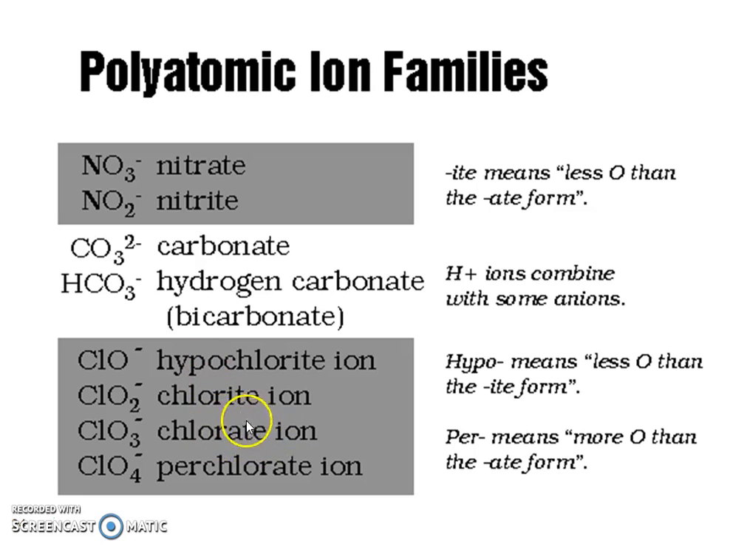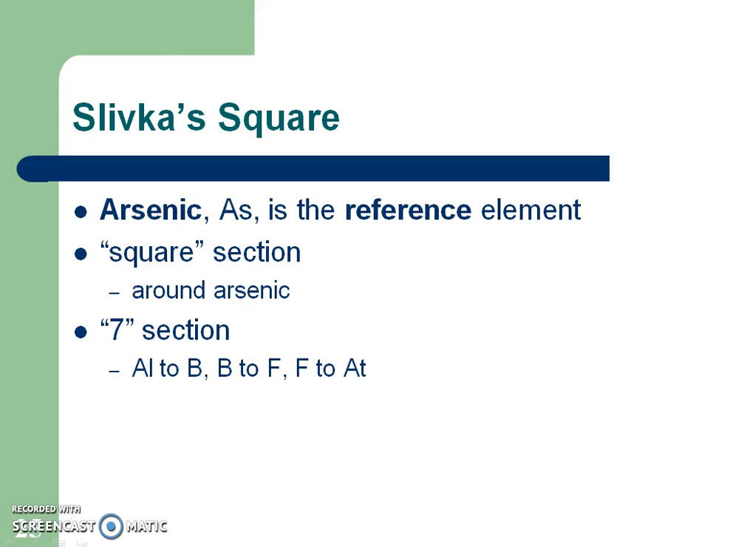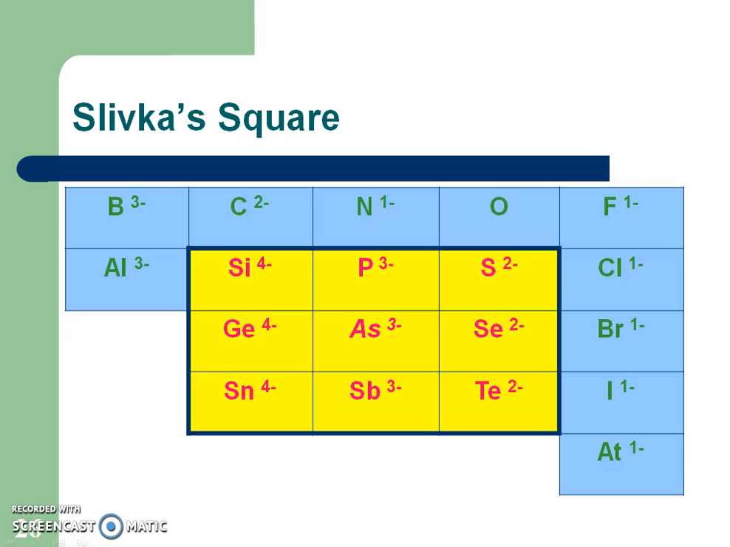If we go back to the general form, that's how I like to call it, and we add an oxygen, it's going to be perchlorate. I have this very similar, but I think I have it backwards or the opposite way in the notes. So let's get to that. This is called Slivka square, and arsenic is going to be the reference element. Around arsenic forms a square, and then around that forms a 7. I'm going to show you that on the periodic table, and I'm going to refer to the square section and the 7 section quite often.